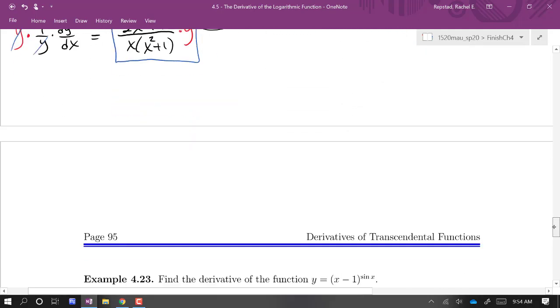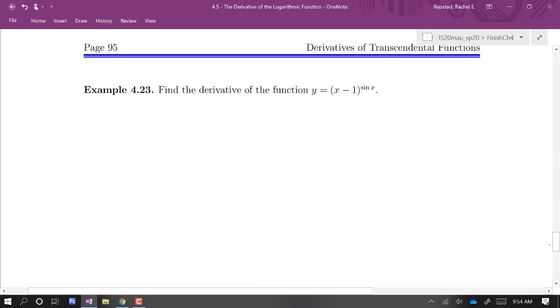This next example, though, says find the derivative of the function y equals x minus 1 raised to the sine x power. We have no rules that help us find this derivative, because we'll just note that the power rule does not apply.